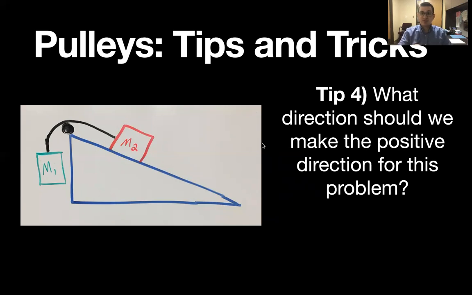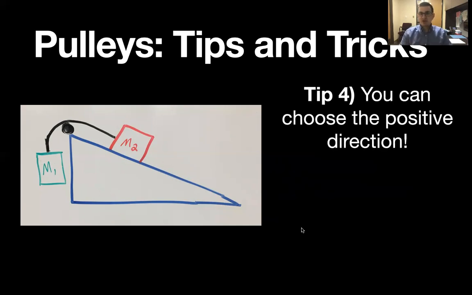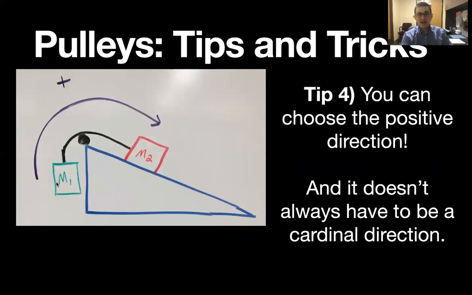And the key here is that you can choose the positive direction, and sometimes you can be a little bit sneaky with your choices. So if M2 is heavier than M1, then we can say up and also down and to the right, parallel to the ramp, are going to be our positive directions for this problem.